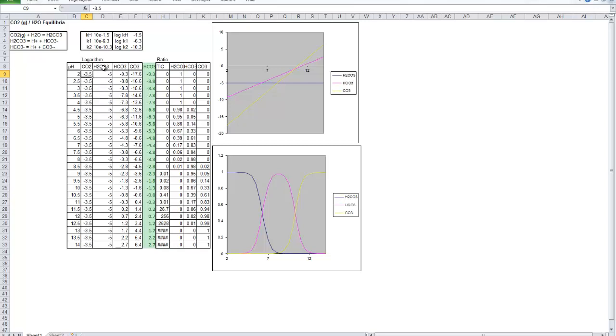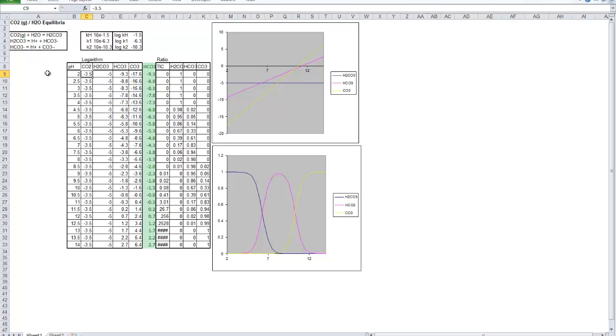Next column is H2CO3. We've got the equation there, CO2 gas plus water gives you H2CO3, and the equilibrium constant is 10 to the minus 1.5. So what that means is if we put the product divided by the reactants, in this case the product H2CO3 and the reactants CO2 and water. Water, of course, we don't count, or it counts as 1. So we put H2CO3 concentration divided by CO2 concentration equals 10 to the minus 1.5.